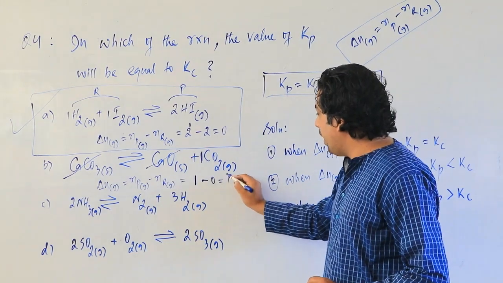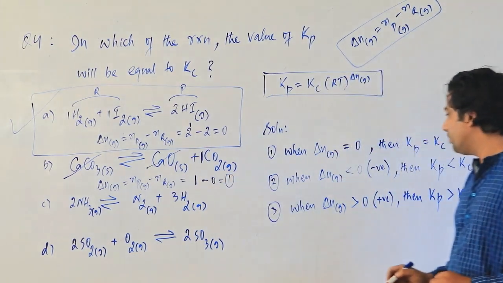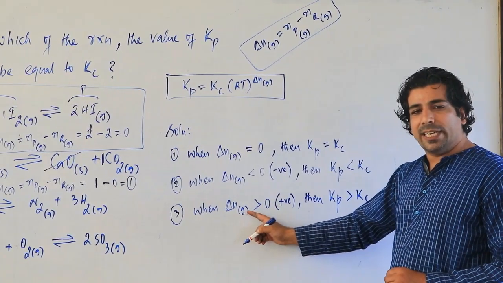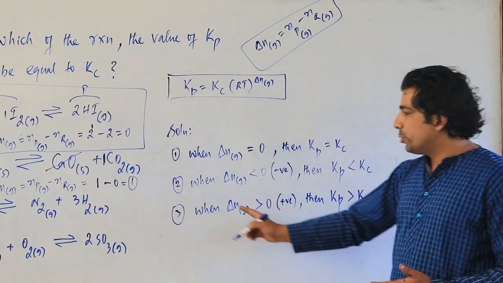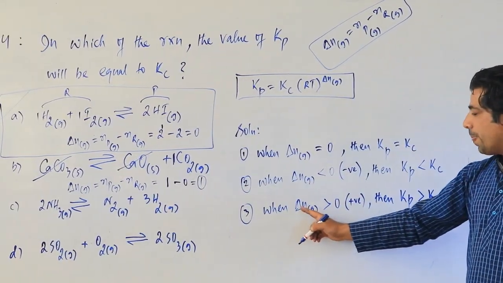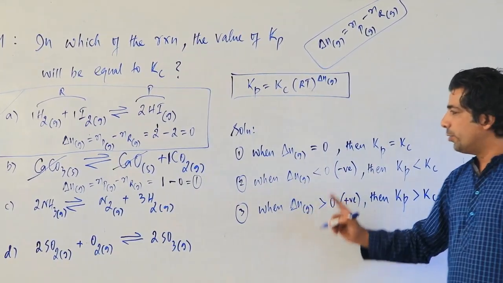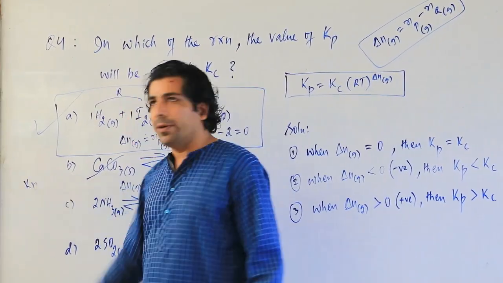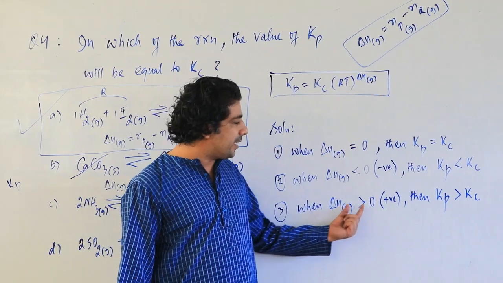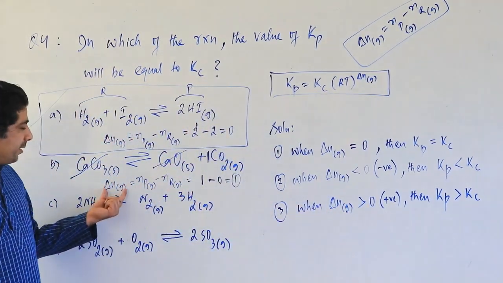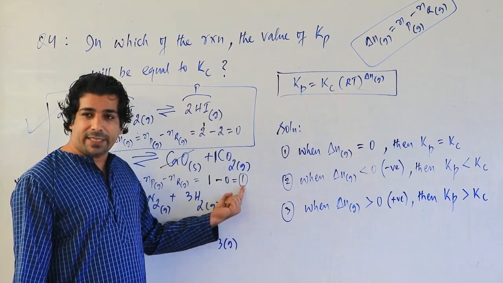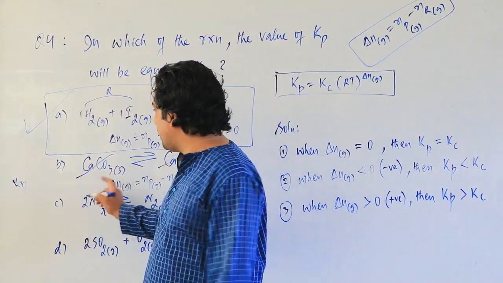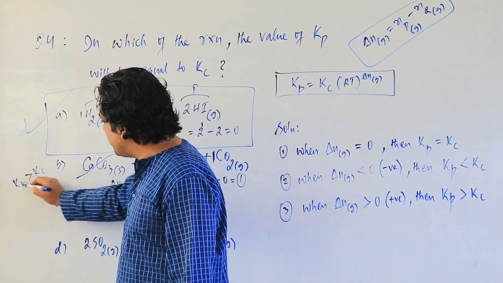So what is the value here? 1. And 1 means delta N is greater than 0, that is positive. So for the second reaction, look here, when delta N is greater than 0, what is the delta N here? Delta N is 1, and 1 is greater than 0. So obviously, Kp is greater than Kc. So for the second reaction, Kp is greater than Kc.